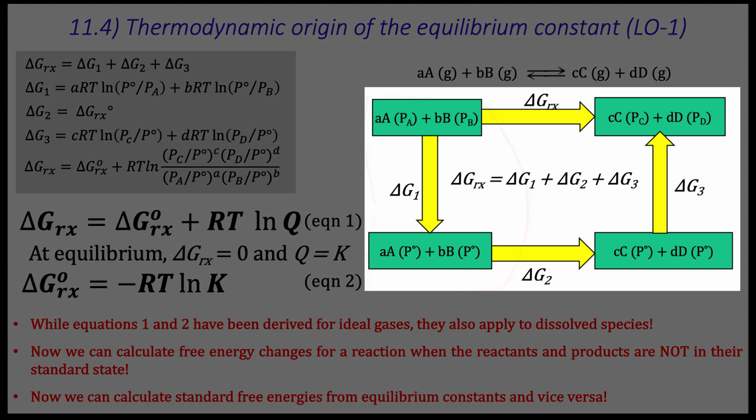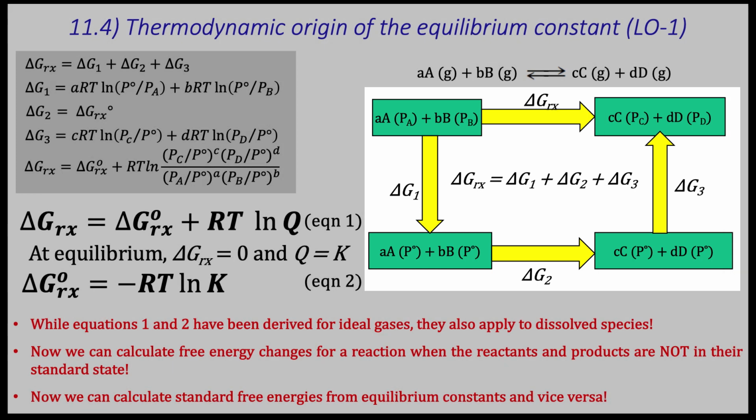In step 1, we take the reactants at the desired partial pressure and change the pressure to the standard pressure, namely 1 bar. In step 2, the reactants at standard pressure then react to form the products at standard pressure. Finally, in step 3, we change the pressure of the products from the standard pressure to the desired pressure. It turns out that we know how to calculate the free energy change for each of these 3 steps.